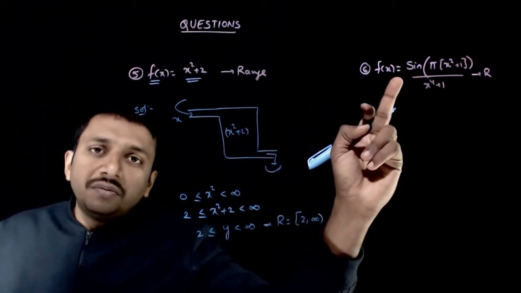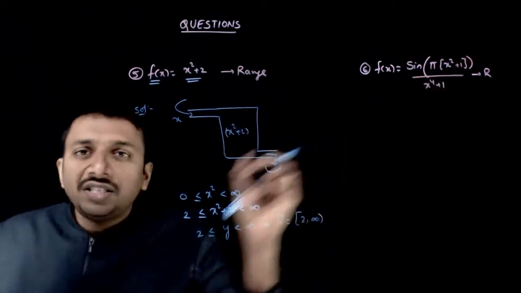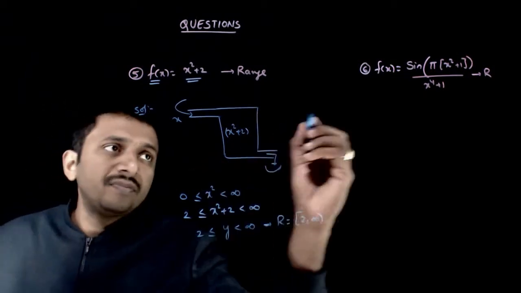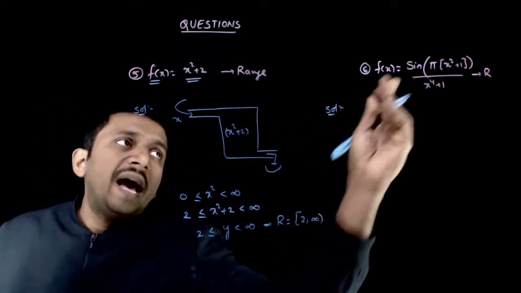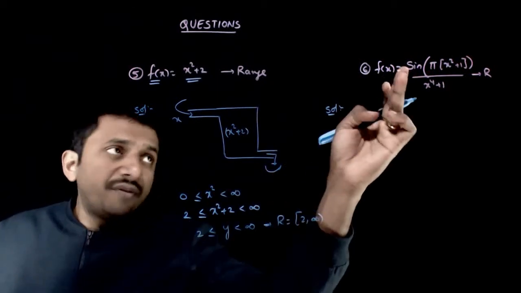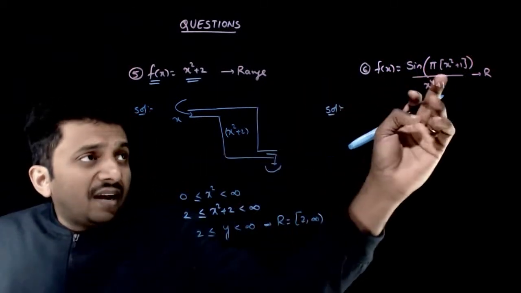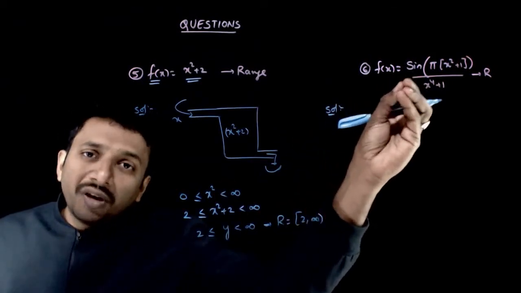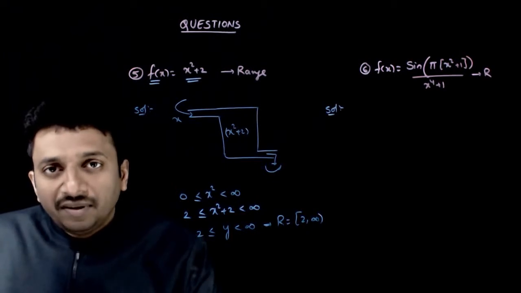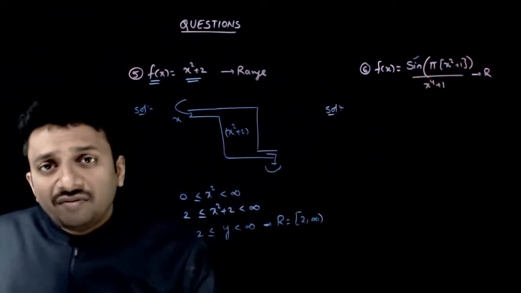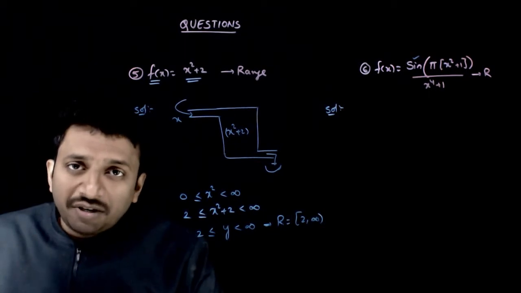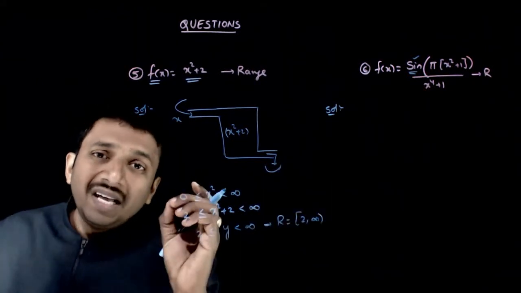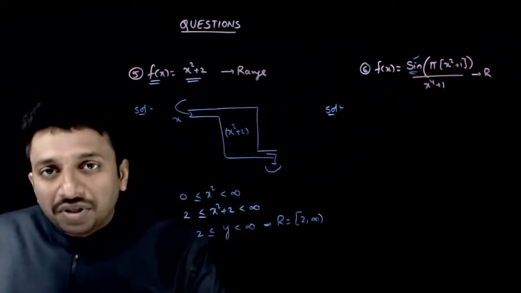f of x is equal to sine of pi times the integer part of x square plus 1 by x power 4 plus 1. What is the range of this function? So here you have a rational function, a trigonometric function, an integer part function, and a quadratic function also. So there is a mixture of 4 different types of functions. These trigonometric functions will be dealt with in the chapter on trigonometry. But what you need to know is the sine of integral multiples of pi will always be equal to 0.